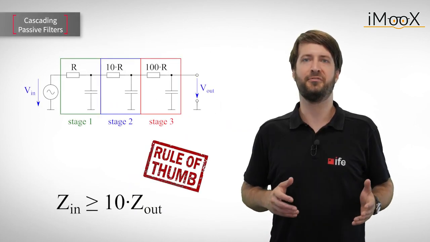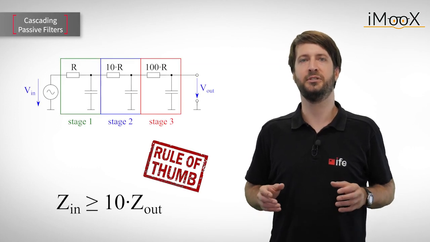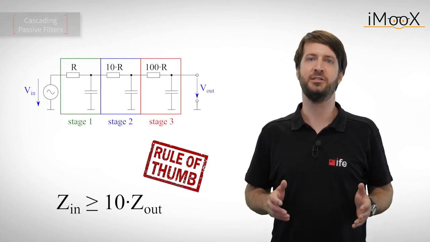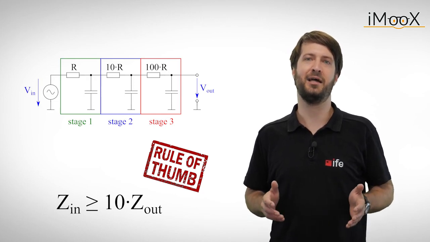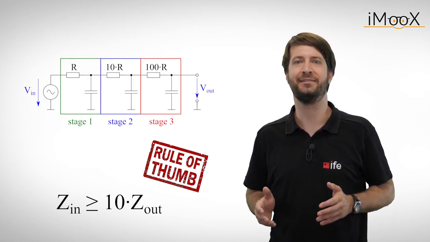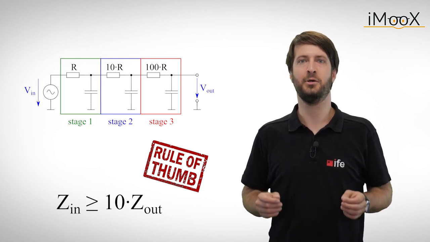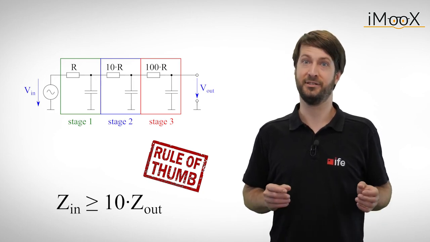So according to our rule of thumb, all we have to do to ensure the independence of each stage from the previous one is to make the value of R at least 10 times higher for each stage we add. But not so fast. What about the corner frequencies of each individual stage?